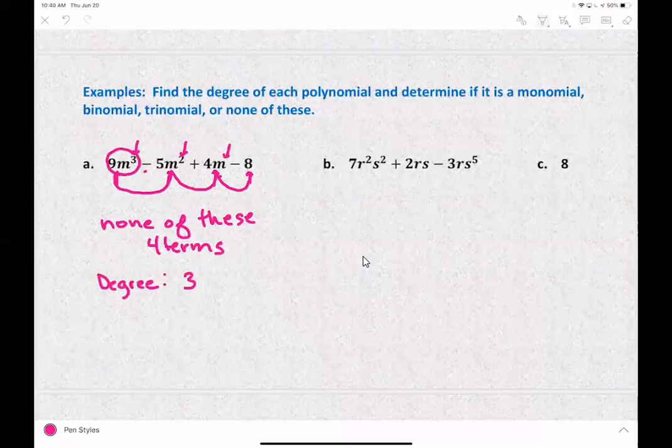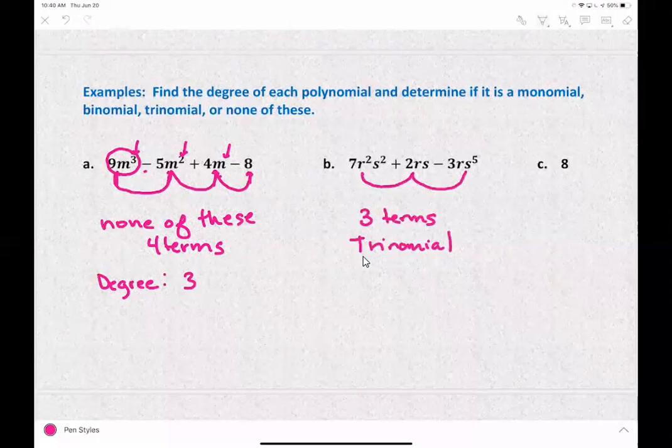The second example we're going to look at, let's determine how many terms we have. This is 1, there's the second one, there's the third one. So we have 3 terms. So this is a trinomial. And when we look at the degree of each term, for this first term, I'm going to add these exponents. So this is 4. Here we have 2. Here we have 6. So the highest of the 3 terms is going to be 6.